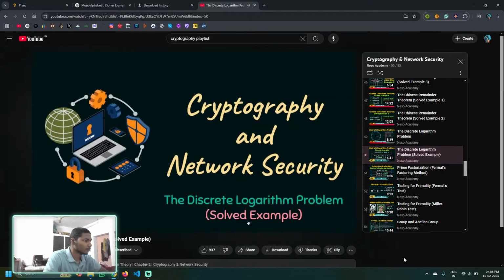In the last presentation, we understood what the discrete logarithm problem is with an analogy. In this presentation, we will see a simple solved example in the discrete logarithm problem. If you are directly watching this lecture, I request you to watch my previous lecture so that you will gain knowledge about what the discrete logarithm problem is and how hard it is to find. Let's step into the question.